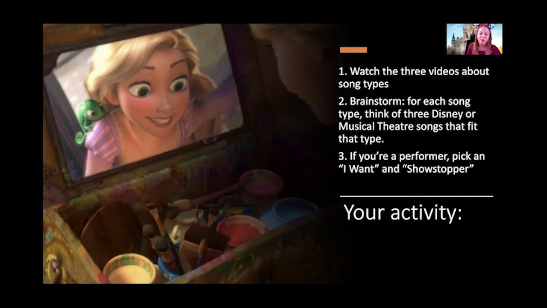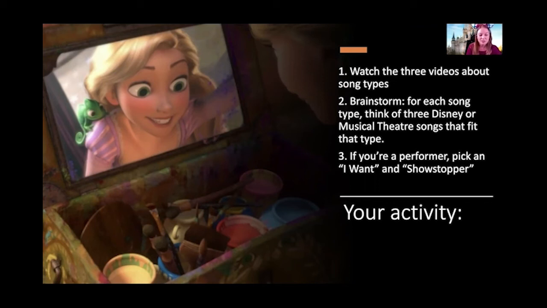Listen to the songs you pick and think about how they're different. What are the lyrics about? Are the songs fast or slow? Loud or quiet? How do they contribute to the plot? What do we learn about the story or characters from the song?